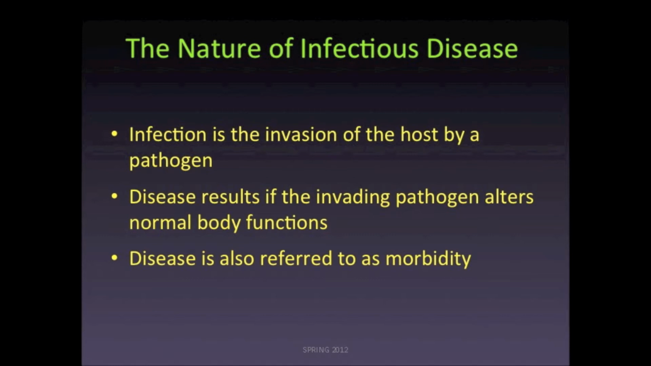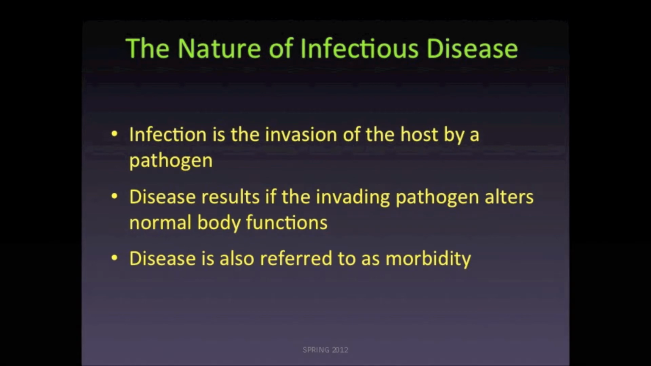As they continue to multiply, they may adversely affect the body, resulting in disease. Disease occurs when damage or disruption of the tissues or organs caused by the pathogen interferes with normal body function. Disease is also known as morbidity, which is a change from a state of health.